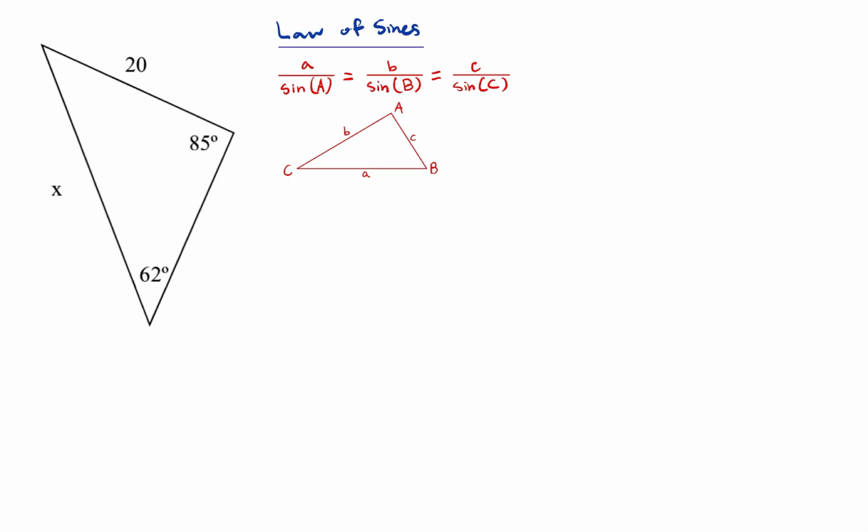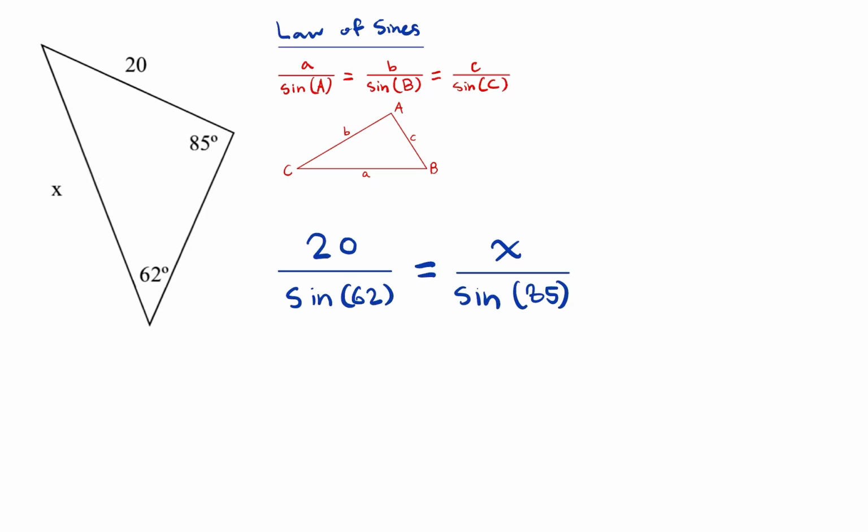So, our law tells us that the ratio of the side length 20 to the sine of its opposite angle 62 is equal to the ratio of the side length x to the sine of its opposite angle, which is 85. Now, let me put this down. Finally, all that's left to do is to solve for x in this equation.